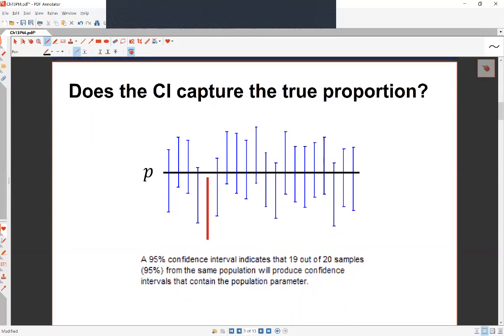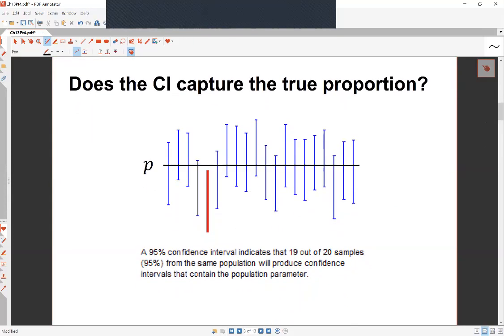Here's another way of illustrating that. Each of the vertical lines here represents a confidence interval. And each of the lines is a 95% confidence interval. And what you can see is there's a horizontal line here at the true value P, and 19 of these 20 confidence intervals include the true value P. But there's one confidence interval, the red one, that doesn't include the true value P.